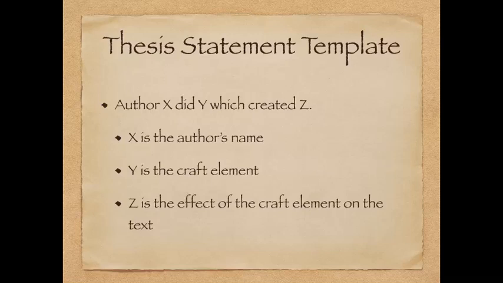So dialogue, point of view, setting, description, pacing, tension, all of those things. You can even thumb through the Gotham book and see the chapter titles. That'll give you a whole bunch of ideas of what craft elements are. And then Z is the effect of that craft element on the text. So author X did Y, which created Z. Okay, you do not have to use that literally, but that is a great starting place for you to make sure that you're addressing everything that you need to do.